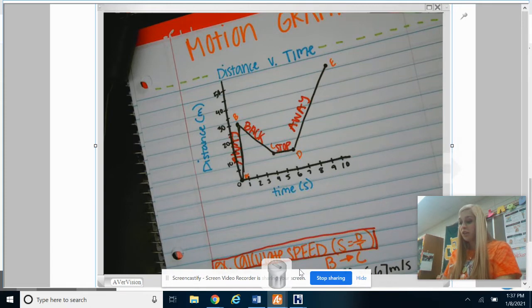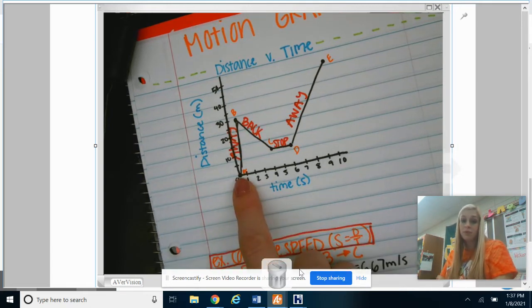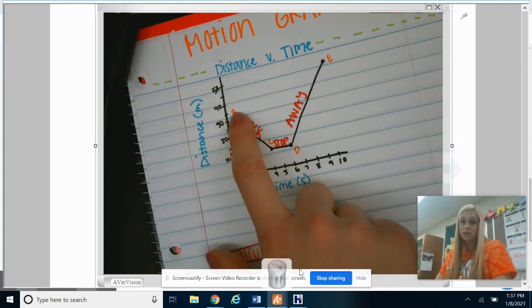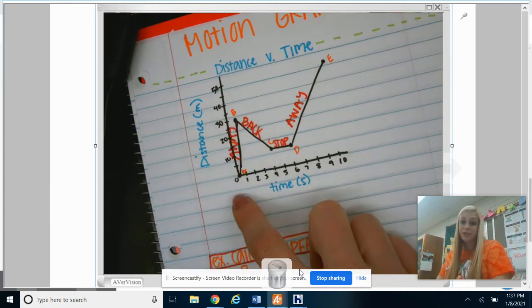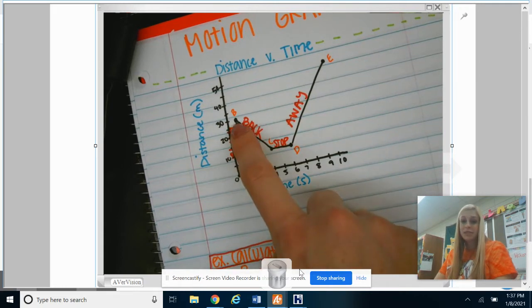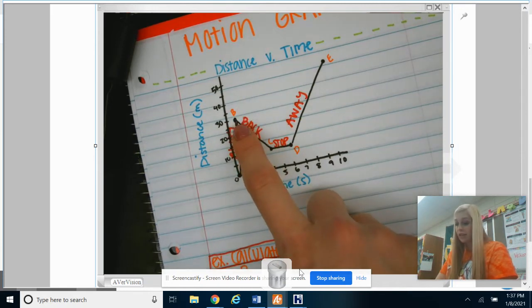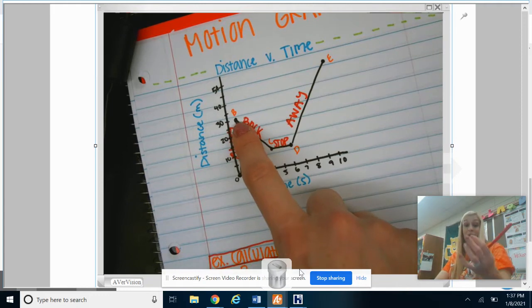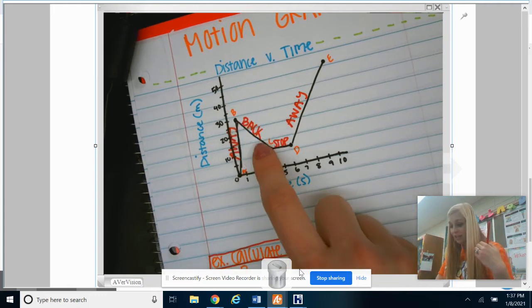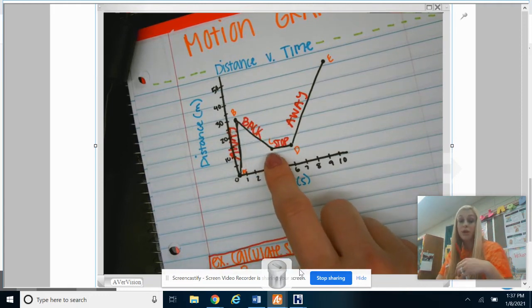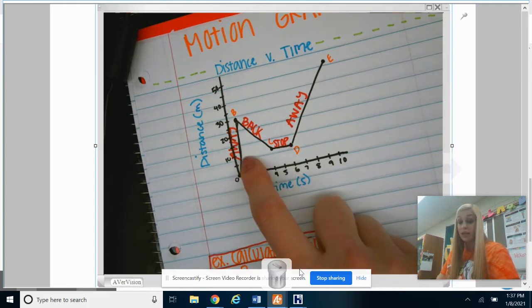So we started at the 0-yard line. I guess we started at the 0 meter line. And in 1 second, we ran 30 meters away from the end zone. Then for the next 3 seconds, we turned around and we ran back towards the end zone 20 meters, all the way to the 10 meter line.